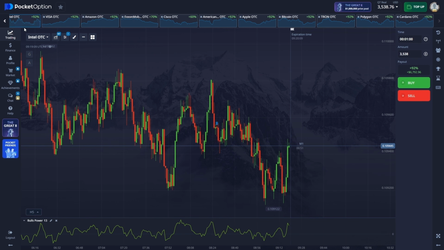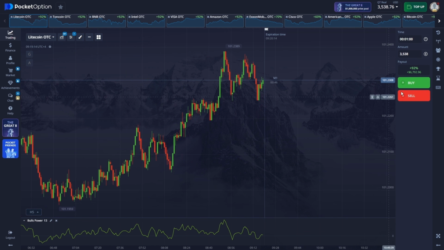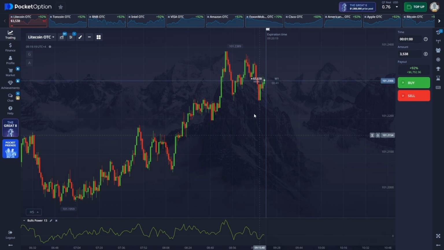On Litecoin OTC, there was a trade for an upside move, and I placed the trade for the upside move on Litecoin OTC with $3,538. Currently, the trade is not going in our favor, but there are still 40 seconds left.